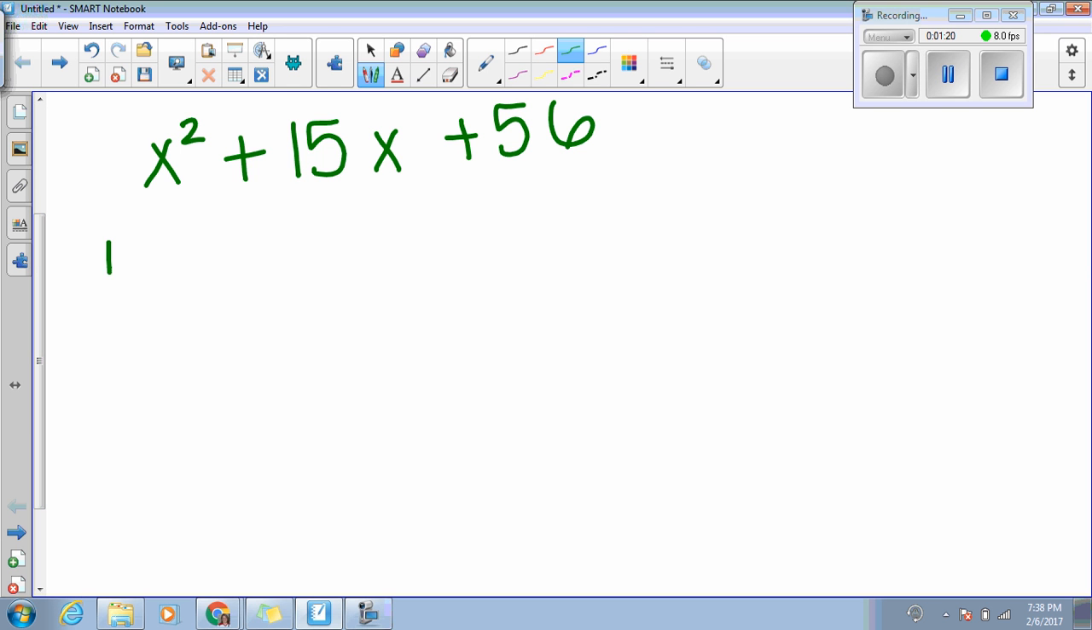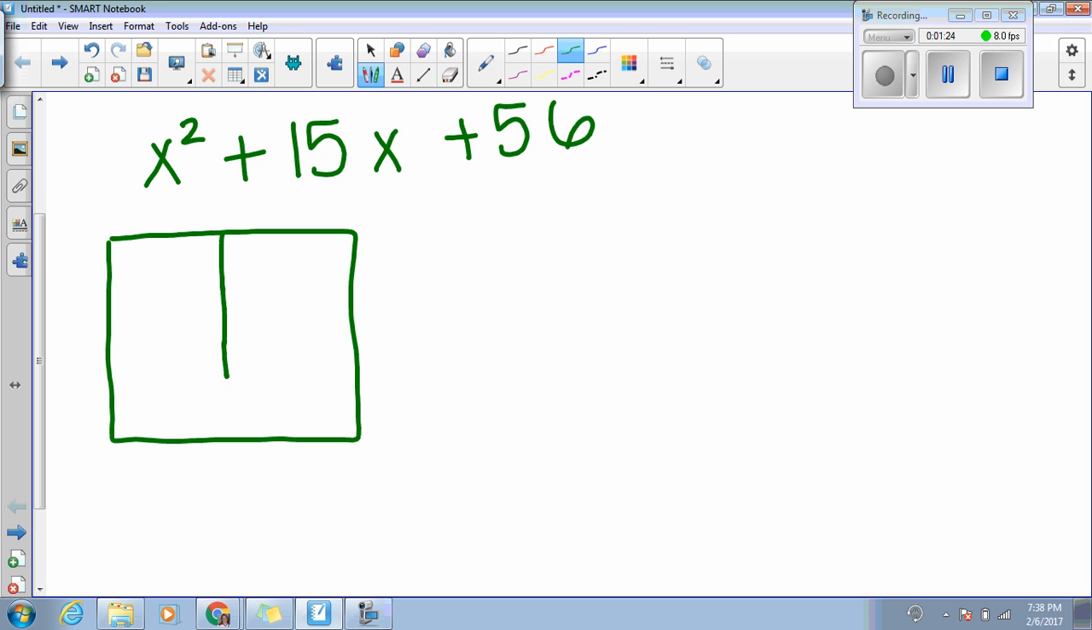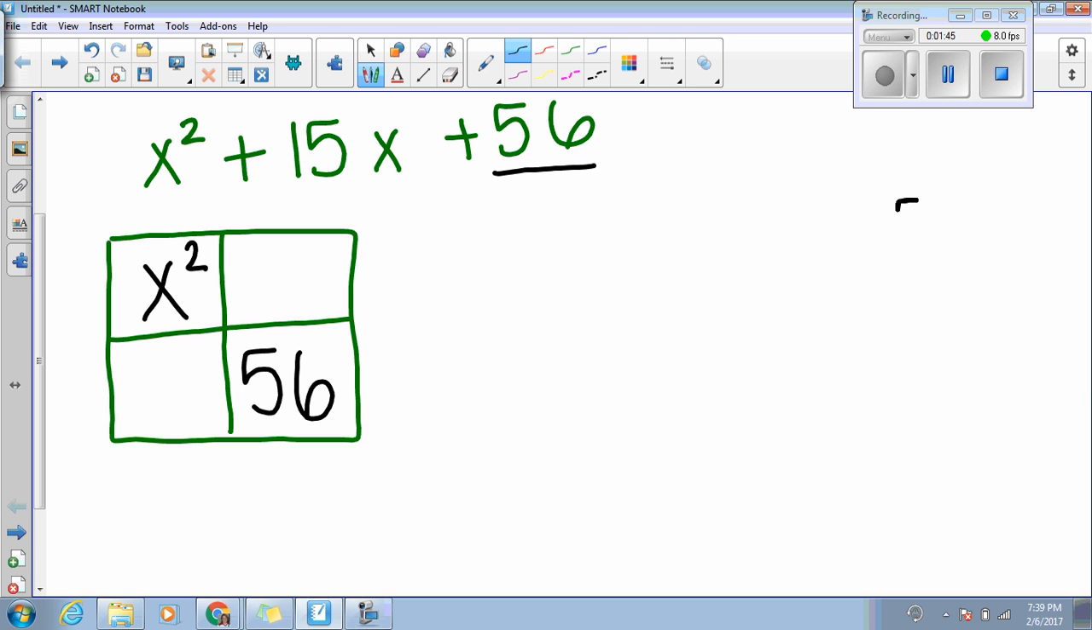So I'm going to start with my box. Looks like a window or a cross. I'm going to put the first term in the top left box. And then I'm going to put the last term in the bottom right box. Okay? Then I'm going to look for my factors of 56.